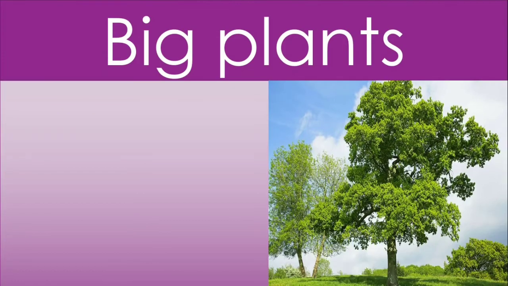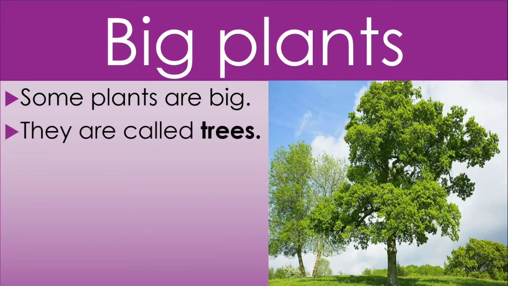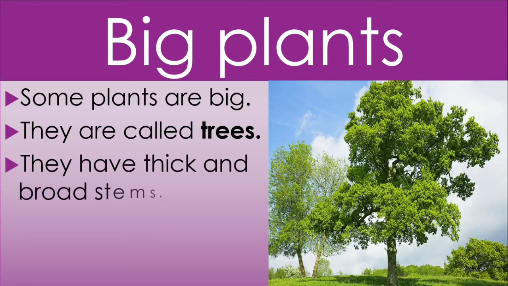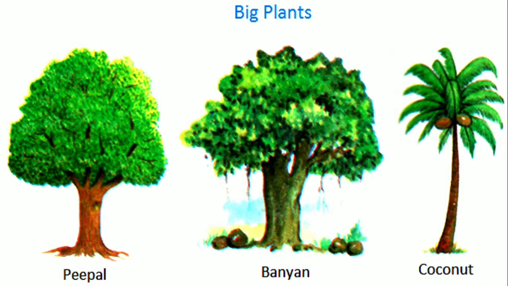First, big plants. Some plants are big. These big plants are called trees. Trees means big plants. These trees have thick and broad stems. They usually live for many years. For example, peepal, banyan and coconut. These are examples for big plants or trees.